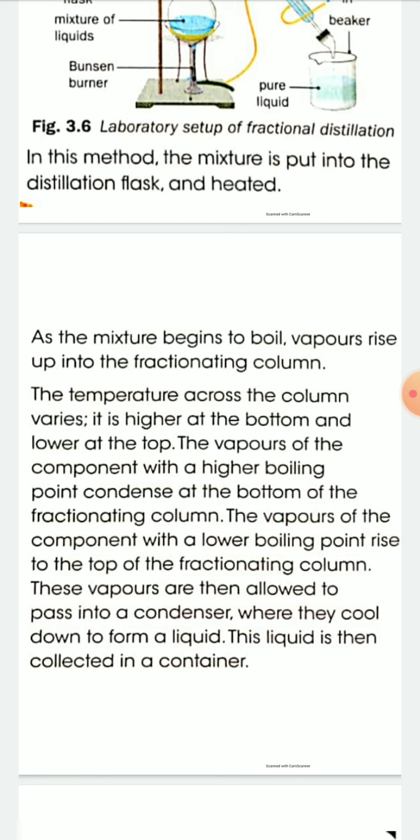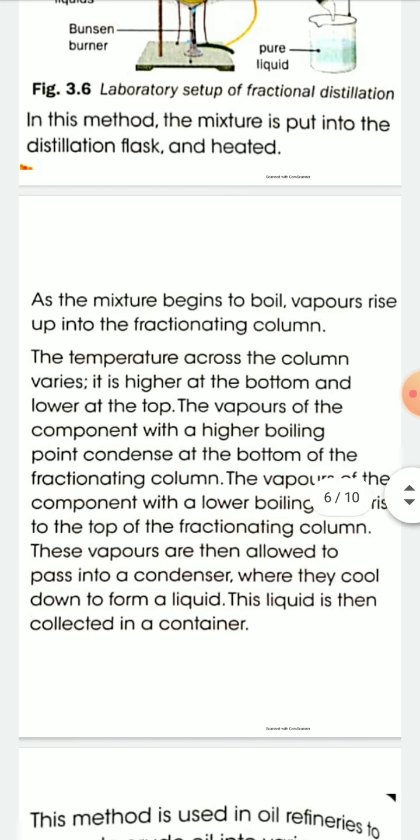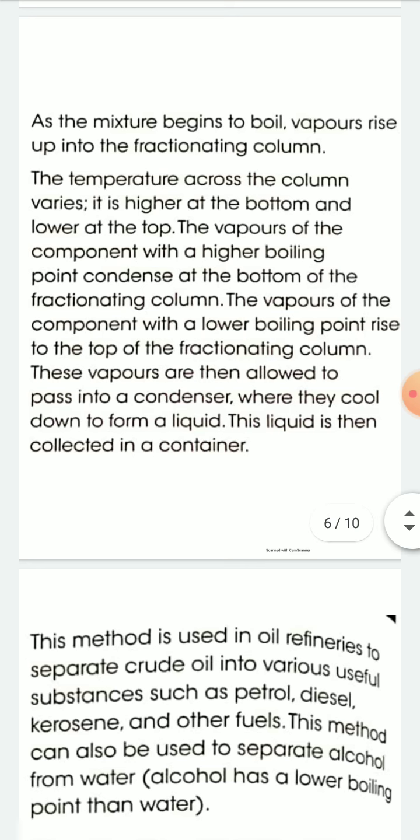These vapors are then allowed to pass into a condenser, where they cool down to form a liquid, and this liquid is then collected in a container. This method is used in oil refineries to separate crude oil into various useful substances such as petrol, diesel, kerosene, and other fuels. This method can also be used to separate alcohol from water, because alcohol has a lower boiling point than water.